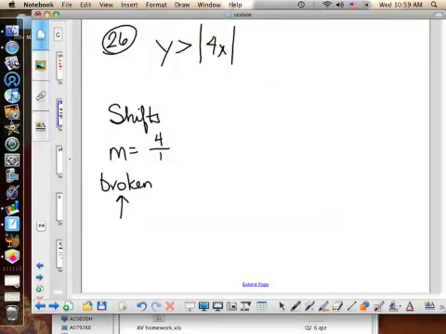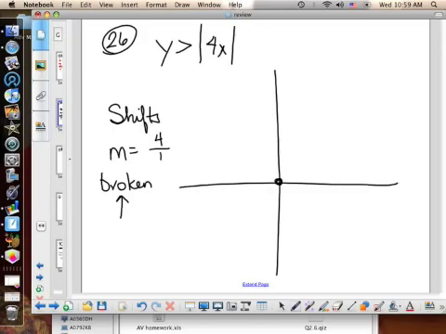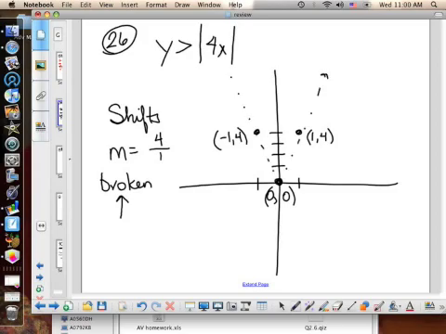And we're shading above it. Okay? So if the vertex did not shift anywhere, then the vertex is still located at the origin 0, 0. Your slope says to move up 4 units and then out 1 in both directions, which puts me at 1, 4 and negative 1, 4. We said because it simply says greater than, then it's a broken line going through those points.